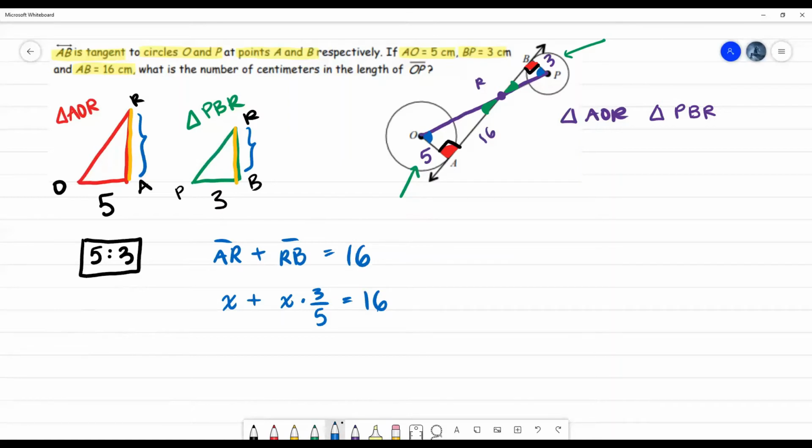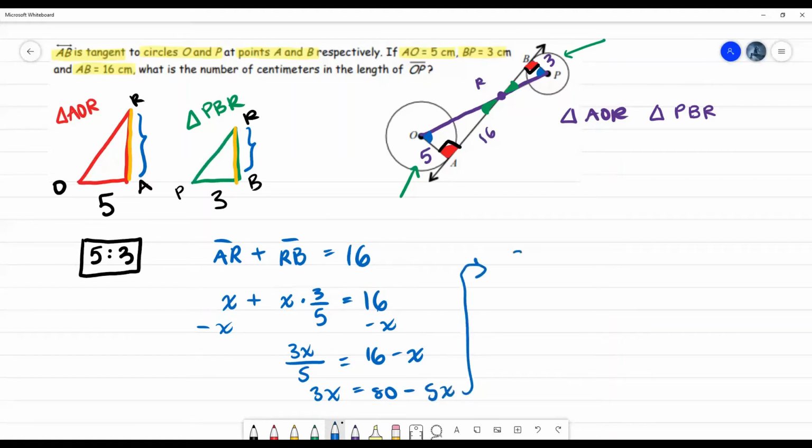So we can subtract x on both sides. I'm just grouping these two terms right here. 3x over 5 is equal to 16 minus x. Then we can do 3x is equal to 80 minus 5x. Let's bring the equation over here because I've run out of room. Then we add 5x on both sides. We get 8x is equal to 80, then x is equal to 10.